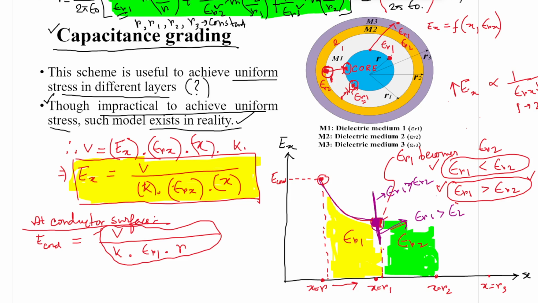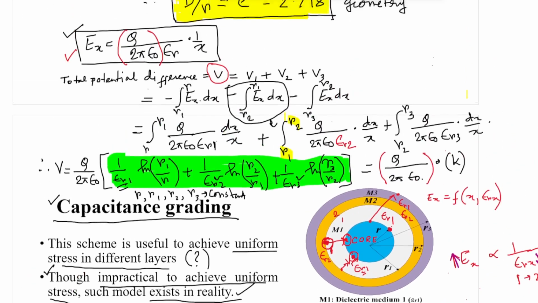At this point I must mention that you should consider this case, which is very important: epsilon R1 greater than epsilon R2. If epsilon R2 is very small compared to epsilon R1, the stress will surely rise, but it can rise to any level, so it can go beyond the maximum stress on the conductor surface. It can go beyond this value. At least theoretically it is possible.